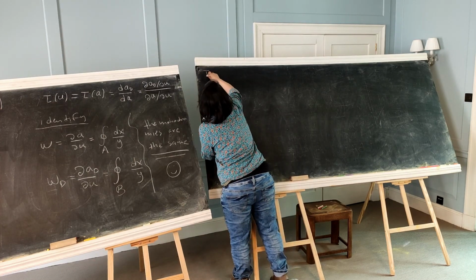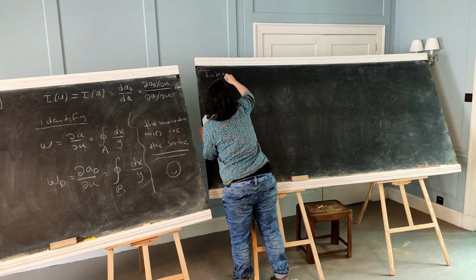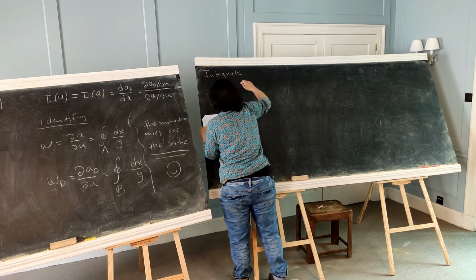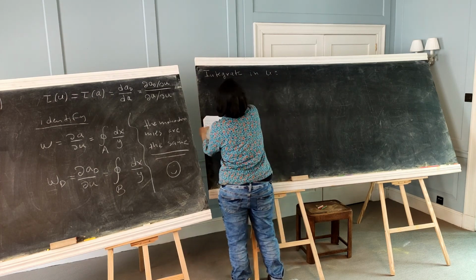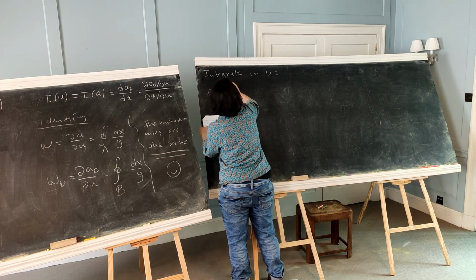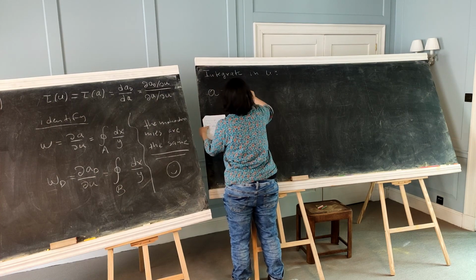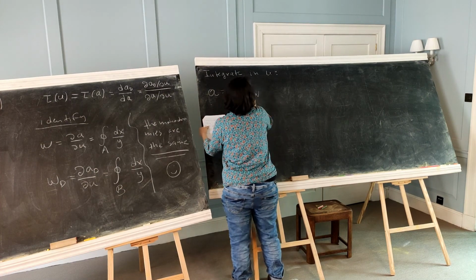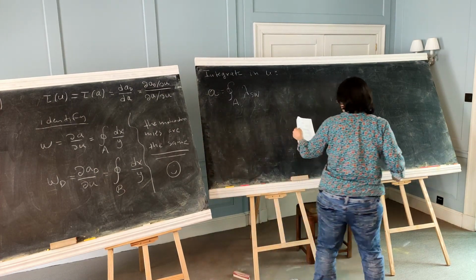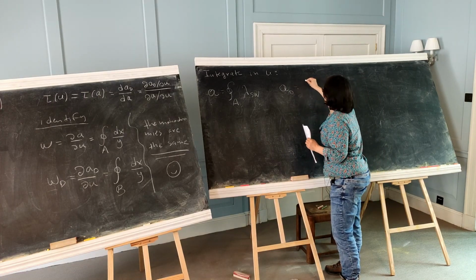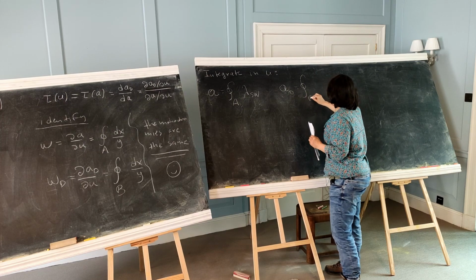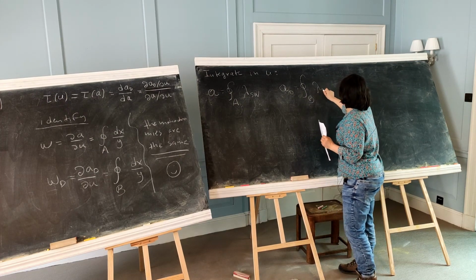So, integrate in u, and we get A. Okay, so this is now the Seiberg-Witten differential. I will write what it is. And you get A_D is the B-cycle integral of the Seiberg-Witten differential.